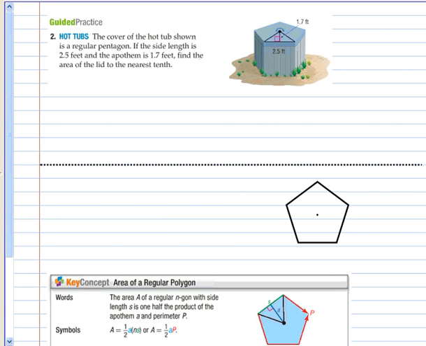The cover of the hot tub shown is a regular pentagon. If the side length is 2.5 feet, so there's the side, 2.5 feet. Kind of a small hot tub, isn't it? Anyway, and the apothem is 1.7 feet, so there's our apothem. Find the area of that lid.